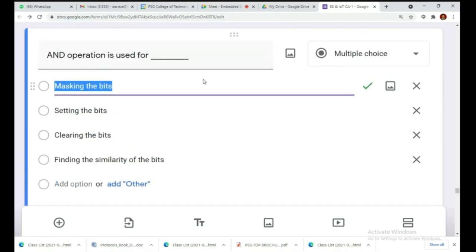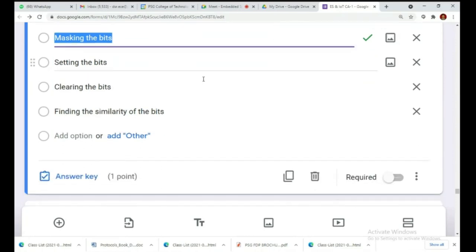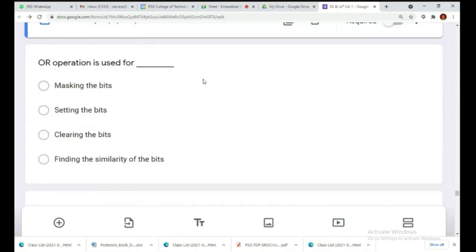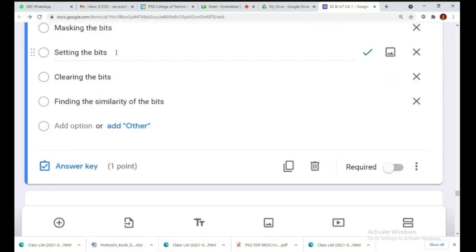Okay, so masking bits is the right answer. Whenever you want to mask the corresponding bit while computing, we have to use the AND operation. Whenever you have to set, we have to use the OR operation. OR operation is used for setting the bits. When you perform the OR operation, corresponding bits will be set. So OR operation is used for setting the bits is the right answer.